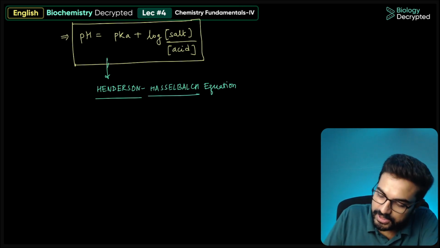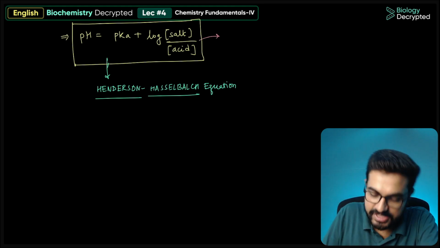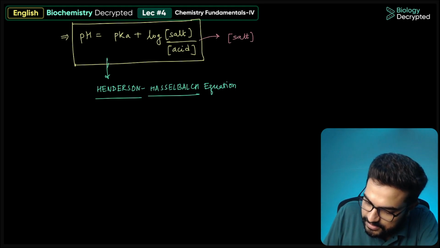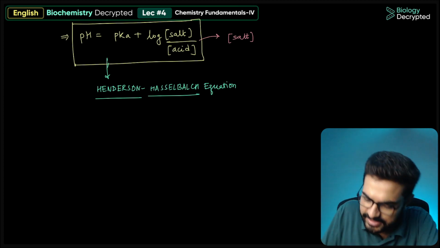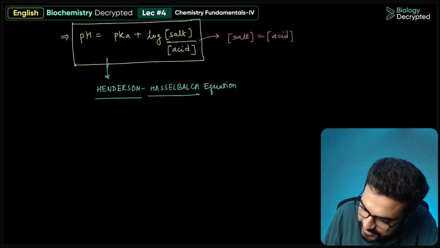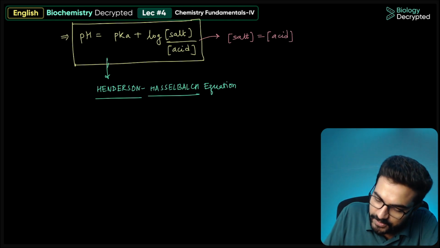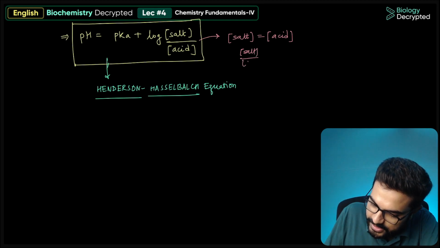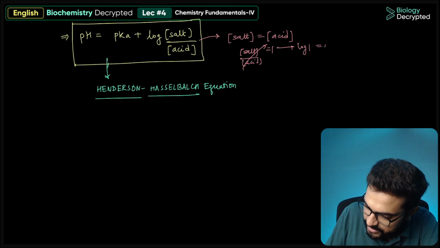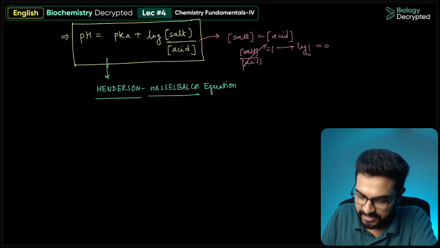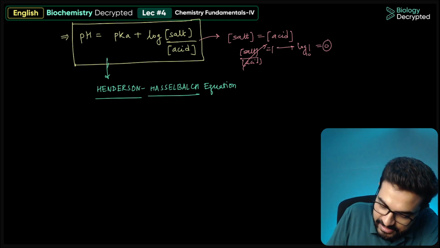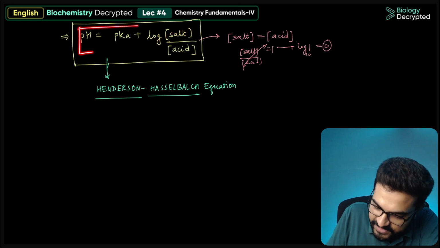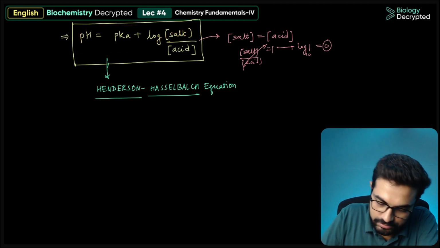And what we can do here is write an expression for this. Let's take an example. What if the salt concentration is equal to the acid concentration? Well, in that case, the ratio of salt to acid will be 1. And when we have log 1, with base 10, the value of log 1 will be 0. And if log 1 is 0, this whole term will become 0 and pH will be equal to pKa.